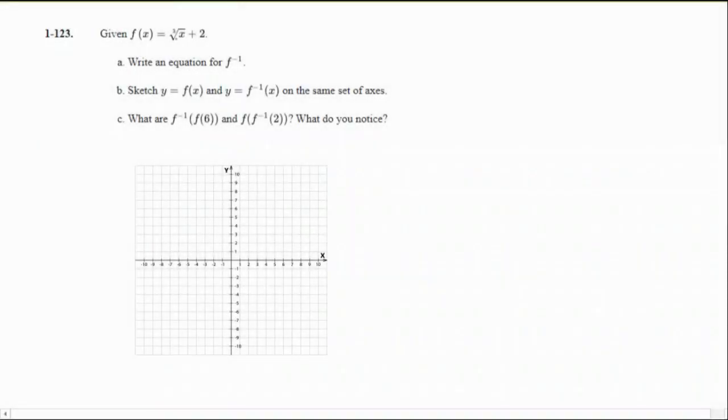We're given that f of x equals the cube root of x plus 2. We're asked to write an equation for the inverse of f of x. So I'm going to go ahead and switch x and y and then solve.